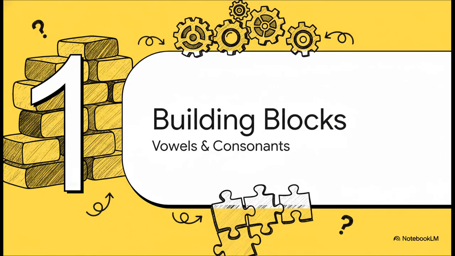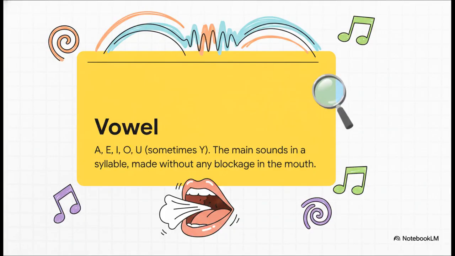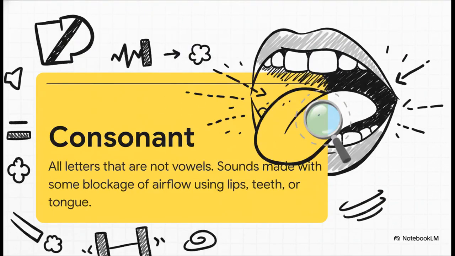Every code has its basic building blocks, right? And for English spelling, it all starts with two fundamental types of letters. First up, we've got the vowels, A, E, I, O, U, and yeah, sometimes Y. Think of them as the soul of a word. They're the open, flowing sounds that create the melody of our language. And then you have the consonants. They're all the other letters. They're the shapers, the sculptors. They're the sounds we make by blocking that flow of air somehow, giving structure and form to the vowels.